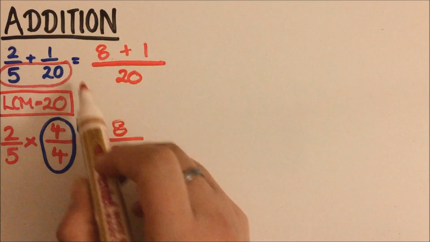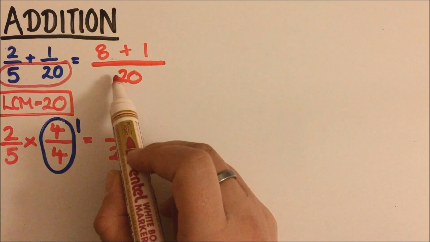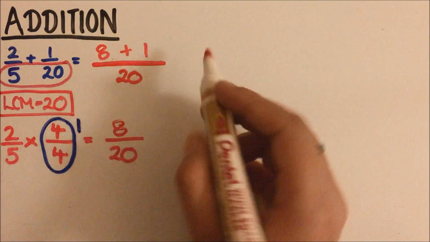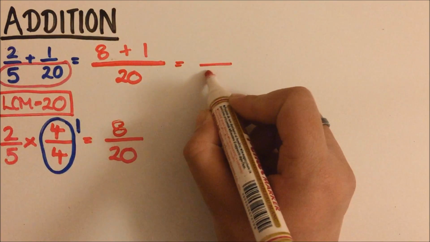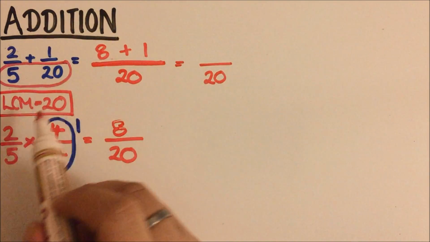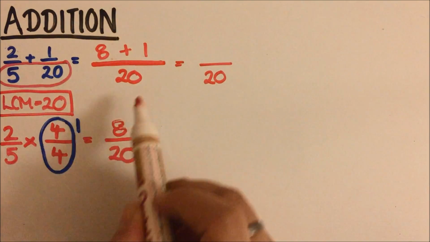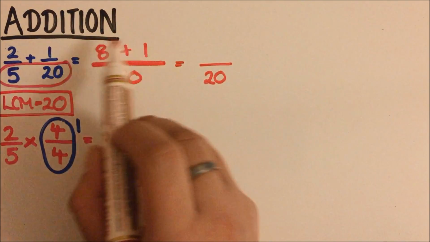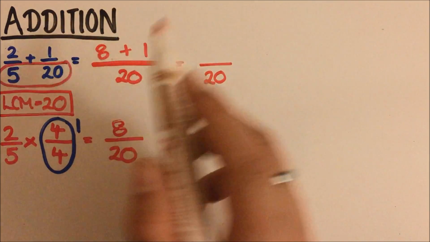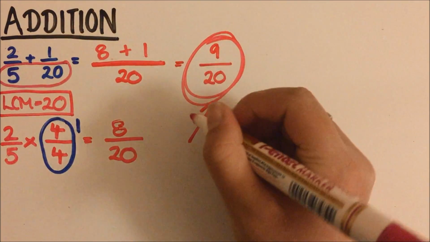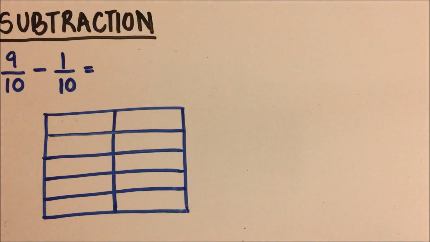Now, the reason I told you to write 20 and then a big line above it is because the denominator doesn't change. So you don't add 5 and 20 together. You only find the common denominator, write it down, and it's the numerators that you add. So 8 add 1 gives us 9. So the final answer is 9 over 20.